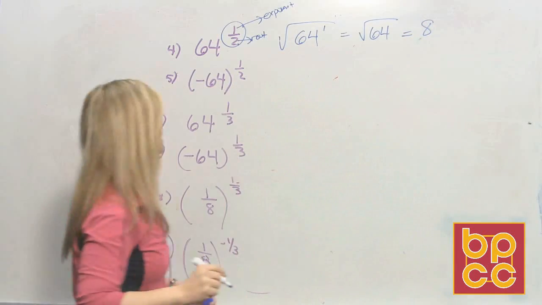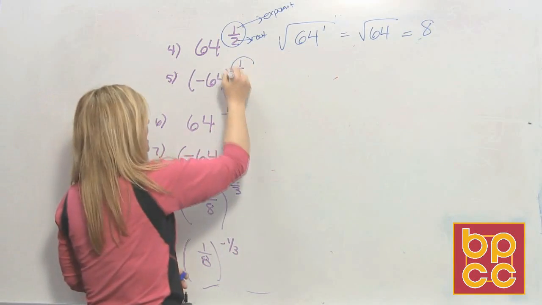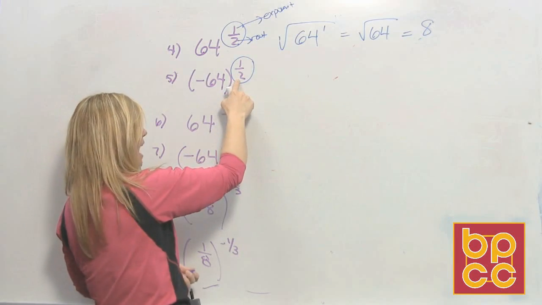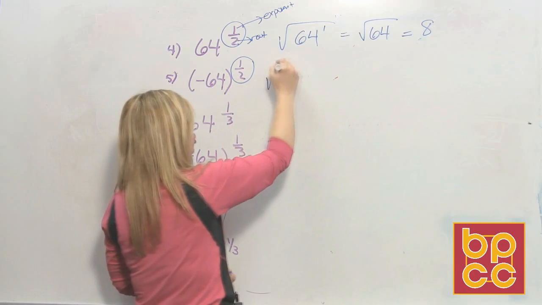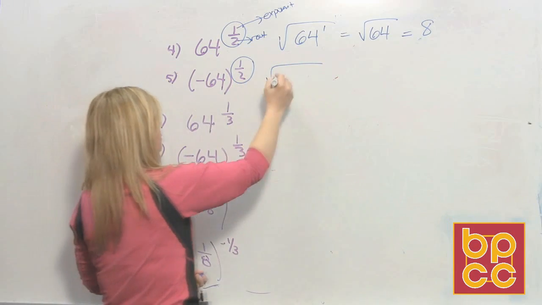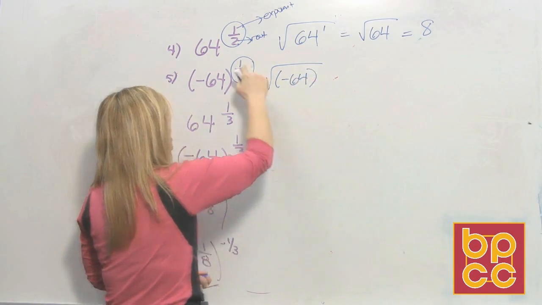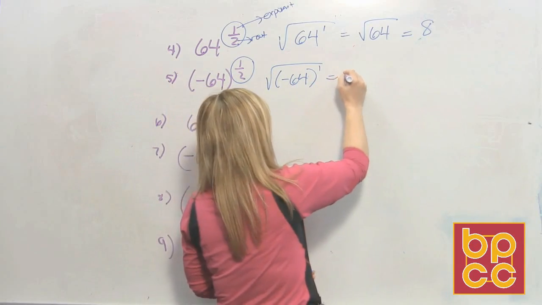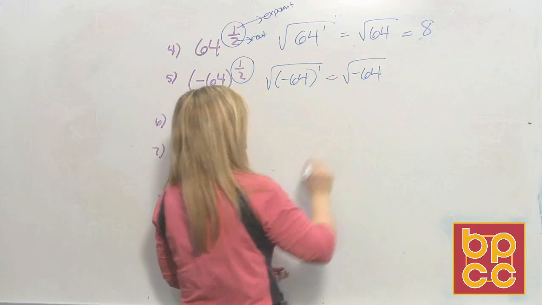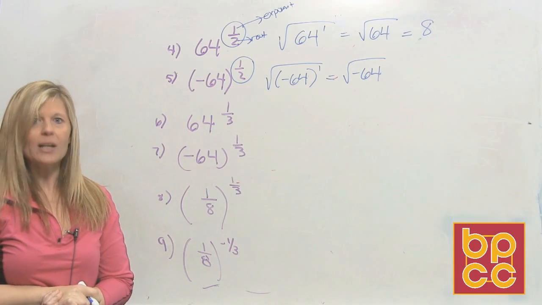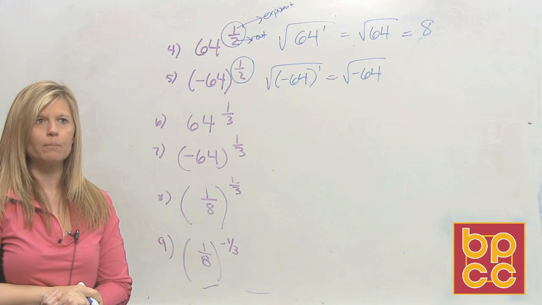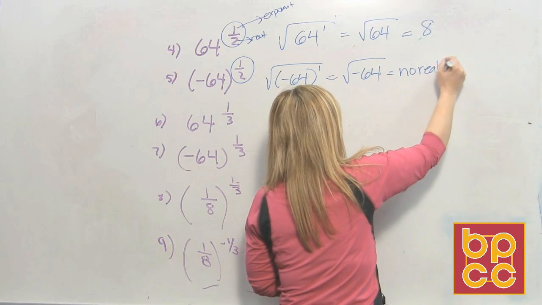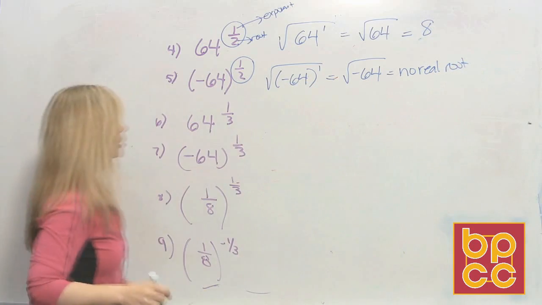8. Same thing here. If you see an exponent that's a fraction, your first job is to change this to a root. The exponent of half means square root. What are we square rooting? The base, negative 64. That 1 is still the exponent. Do we have to write an exponent of the 1? No, we do not. So I'm asking you to do the square root of negative 64. What number times itself is negative 64? That doesn't exist. So what do we write? No real root.